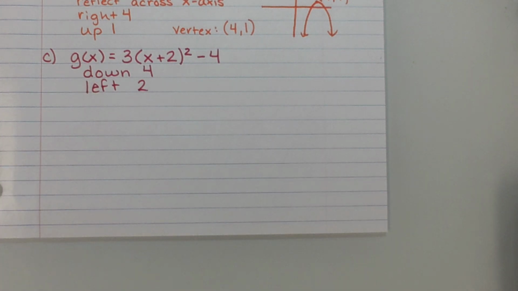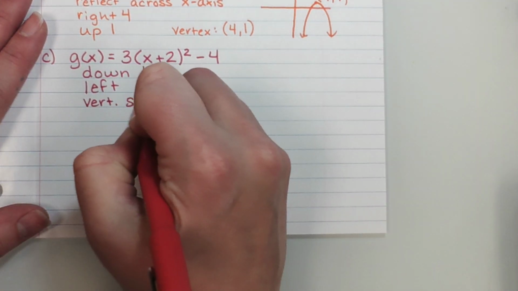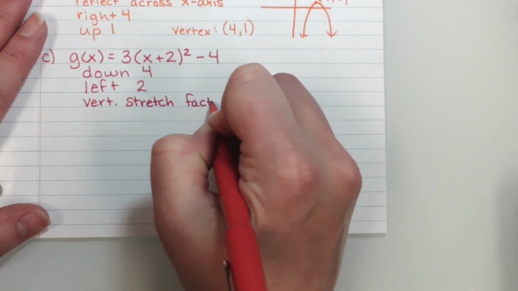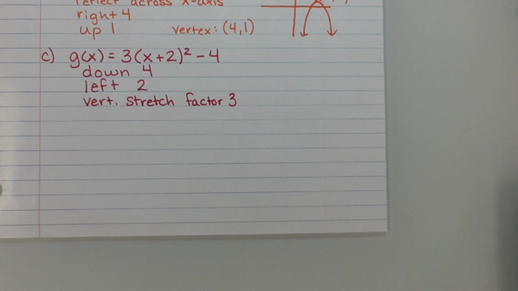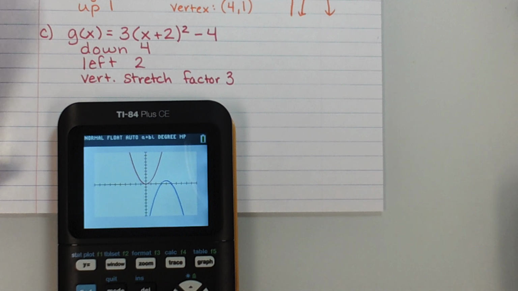What does the 3 do? It does stretch it, but not horizontally, vertically. It's a vertical stretch factor of 3. It's going to make it skinnier by multiplying everything by 3.